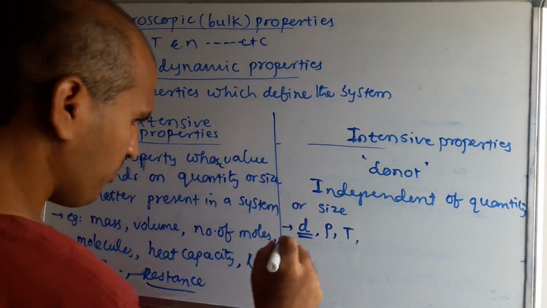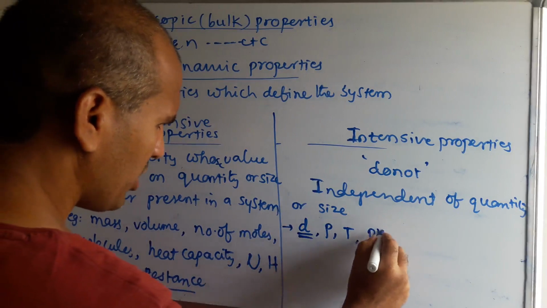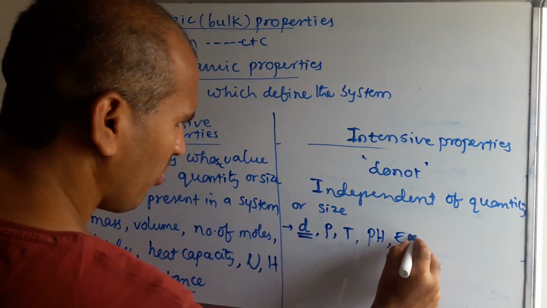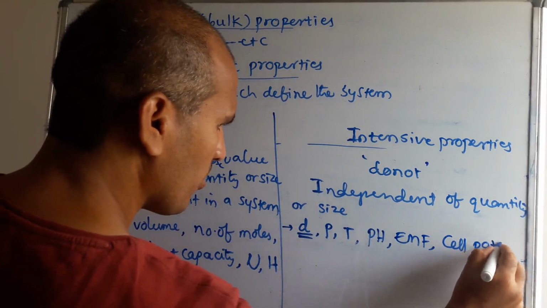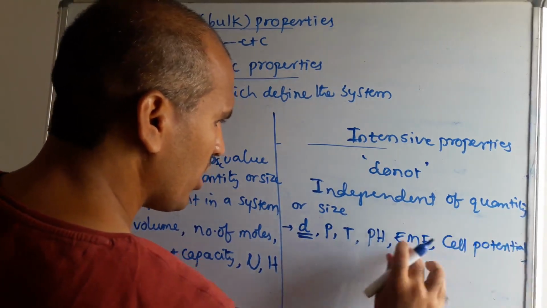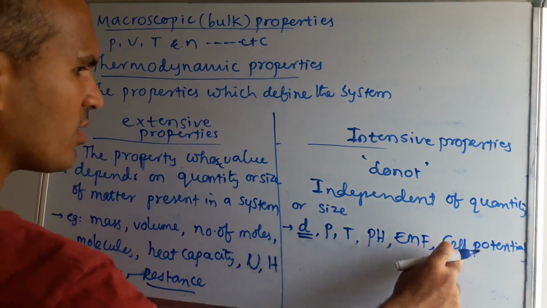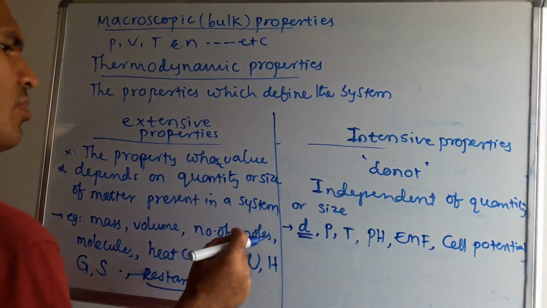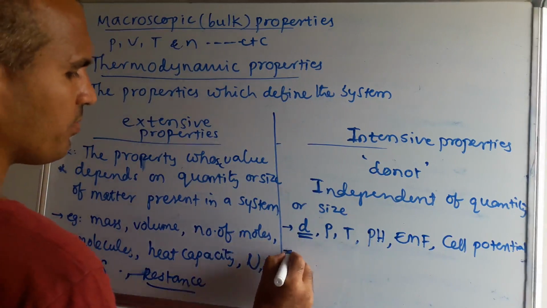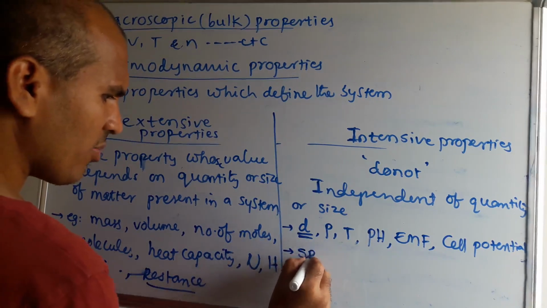Another one is pH, EMF or cell potential. These words come in physics also, and chemistry also. This generally comes in chemistry, mainly used for electrochemical cells. Next, specific heat capacity.